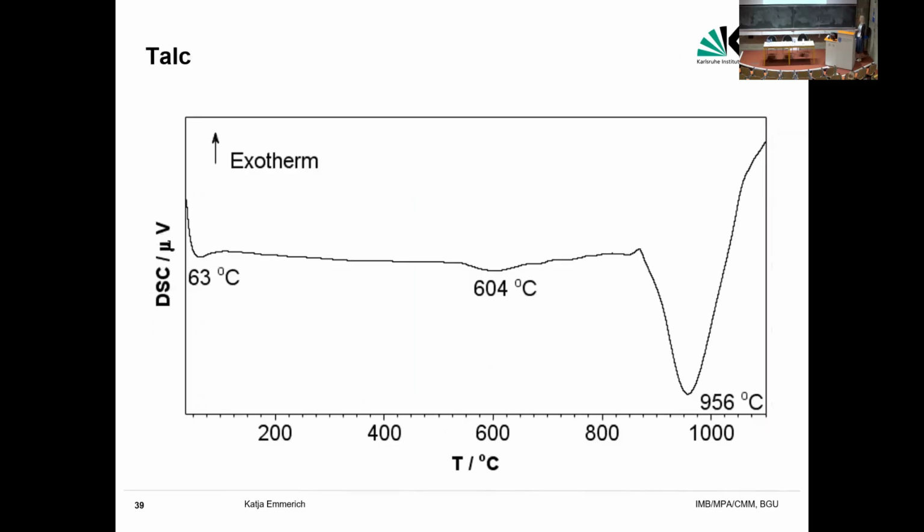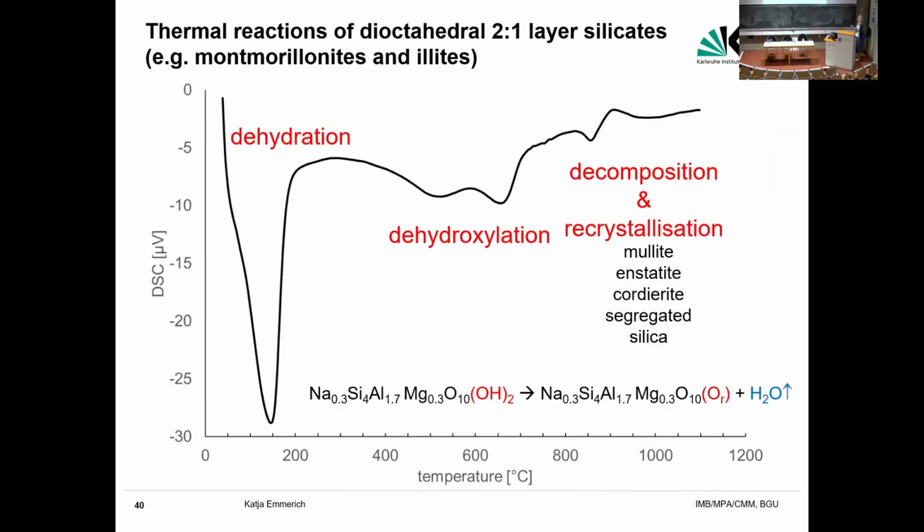Talc compared to pyrophyllite: talc is a trioctahedral mineral, with magnesium at the octahedral positions, and the dehydroxylation temperature is much higher compared to pyrophyllite, which is a dioctahedral 2-to-1 layer silicate with aluminum in the octahedral sheet. Montmorillonites, I explained it several times. Here you now see the full stoichiometric equation for the dehydroxylation.